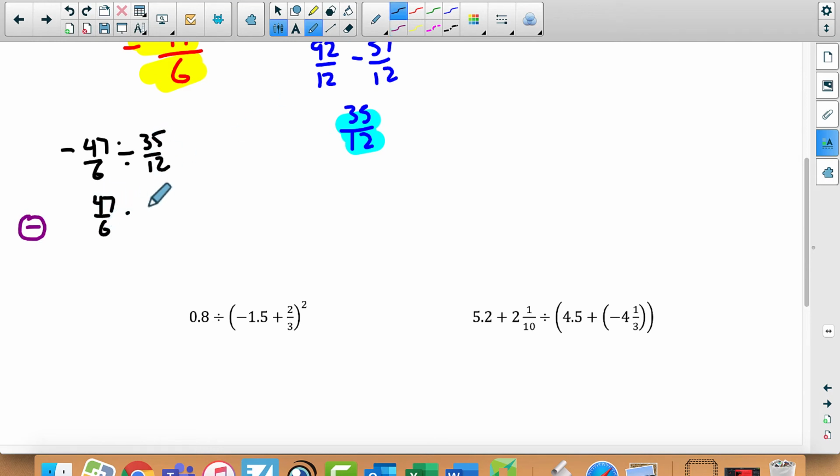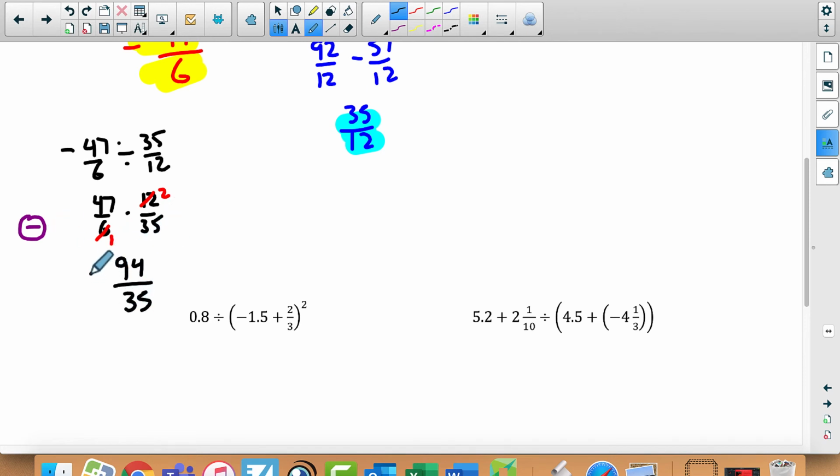You multiply and flip the second one. Remember, you're allowed to ninja slice. So we can ninja slice these and get 1 and 2. On the top, we have 47 times 2, which is 94. And on the bottom, we have 1 times 35, which is 35.